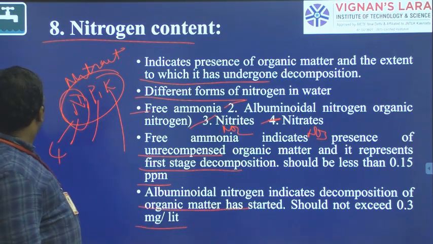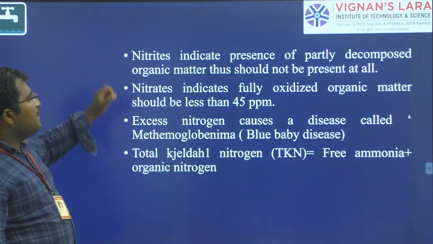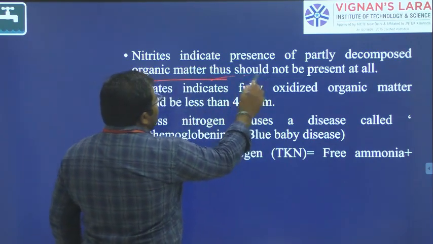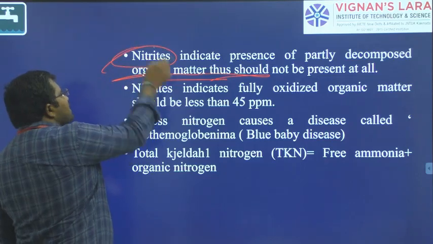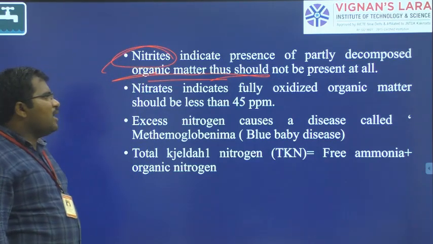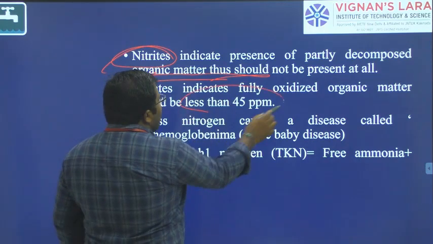Next, nitrites indicate the presence of partly decomposed organic matter. It should not be present at all. It is the most dangerous among all nitrogen forms. Then nitrates indicate fully decomposed organic matter. It should be less than 45 ppm.